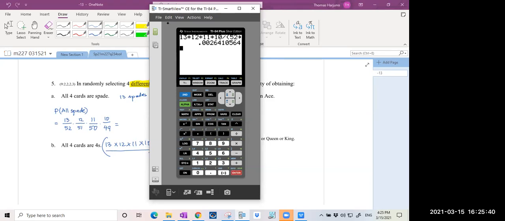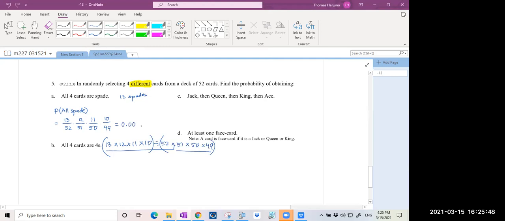That's what I get. Okay, 0.002641, or 0.002645 to six decimal places, like that.